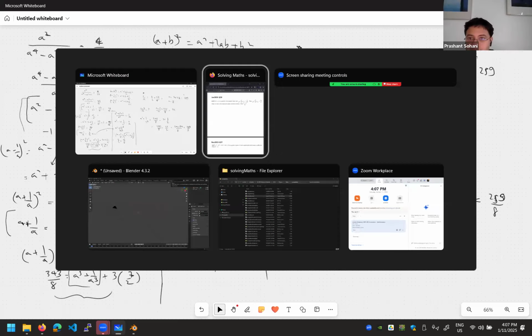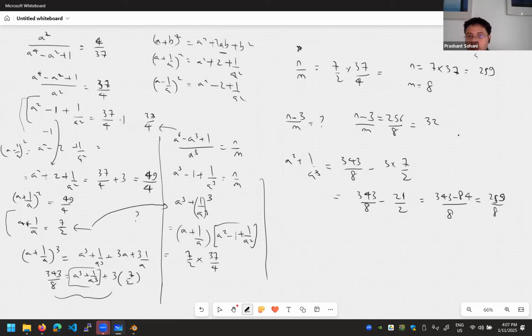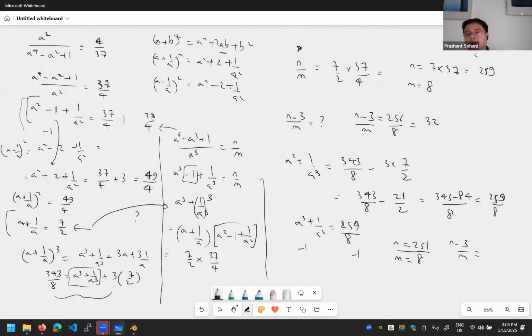But for some reason, Sir, we have to do minus 1 also. Minus 1, why? There we have to minus 1. Oh yes, correct. Yes, correct. There is a minus 1 here, so I forgot it. So this minus 1 I forgot. So actually, what we found here is a cube plus 1 over a cube is this. Therefore, minus 1 of that will be 251 by 8. So which means n is 251 and m is 8. And then n minus 3 by m will correctly come to be 31.